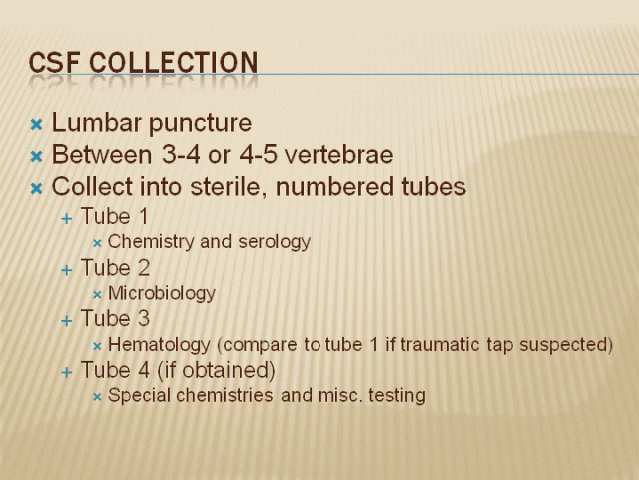Tube number 1 goes to chemistry and serology. Tube number 2 goes to microbiology. Tube number 3 goes to hematology. And tube number 3 is also paired to tube number 1 if, in fact, there was a traumatic tap or if it was suspected. Tube number 4 isn't always obtained, but if you're lucky, you do get 4 tubes, maybe even more. And that goes to special chemistries and miscellaneous testing.